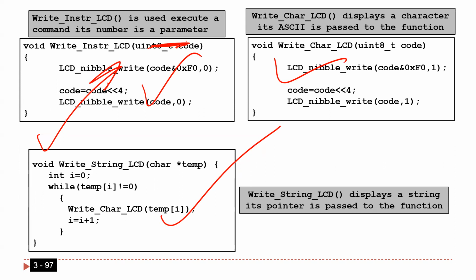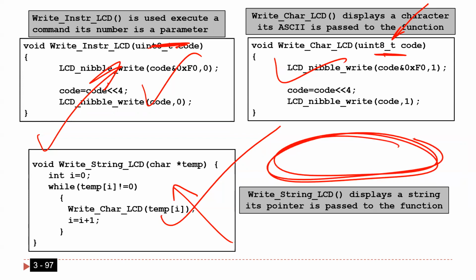Number 2, this one is used if you want to display a character, and you have to send the ASCII of the character here. This one is used if you want to display a complete message. And the message you have to put in an array of characters and you send me the pointer here. That's what we're going to do next time. So we're going to use these 4 functions. These 4 functions use another helper function.